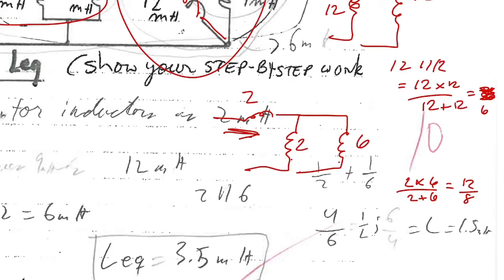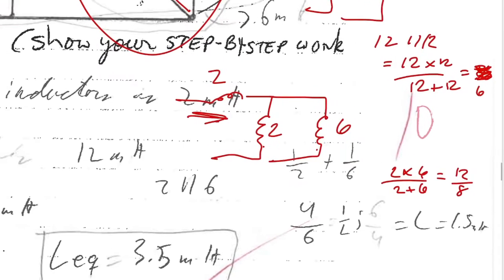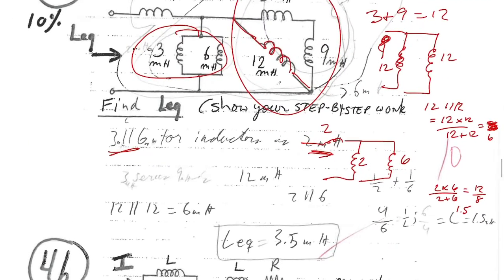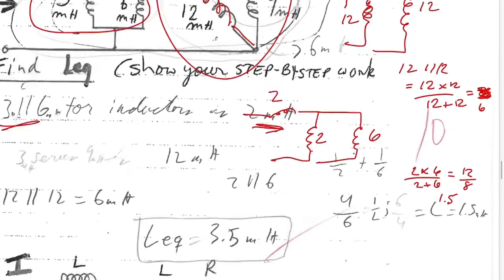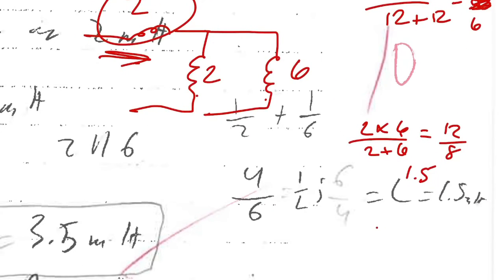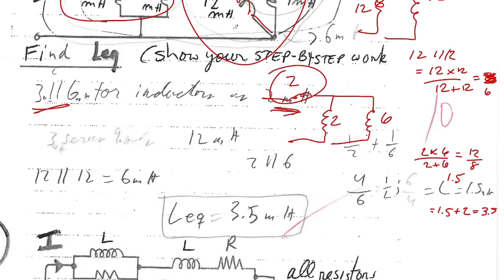and this is a 6, and then up here we still have a 2 up there, and so 2 parallel with 6 is what? I don't know what that is. 12 divided by 8. 1.5. And then we have this 2 still up here. So 1.5 plus 2 is equal to 3.5, because these will be in series now, so we can just add them up. So L equivalent is equal to 3.5.